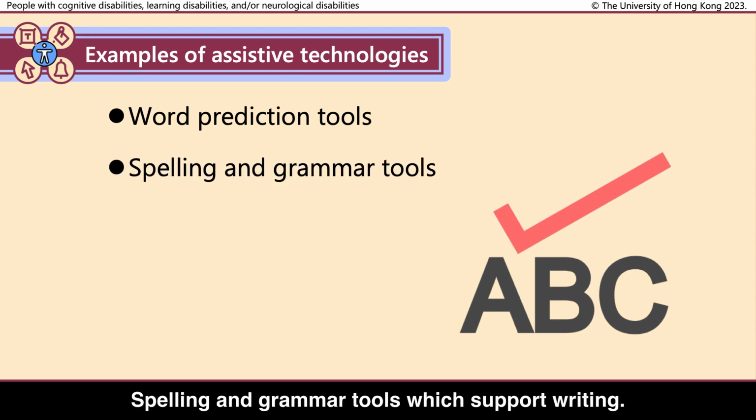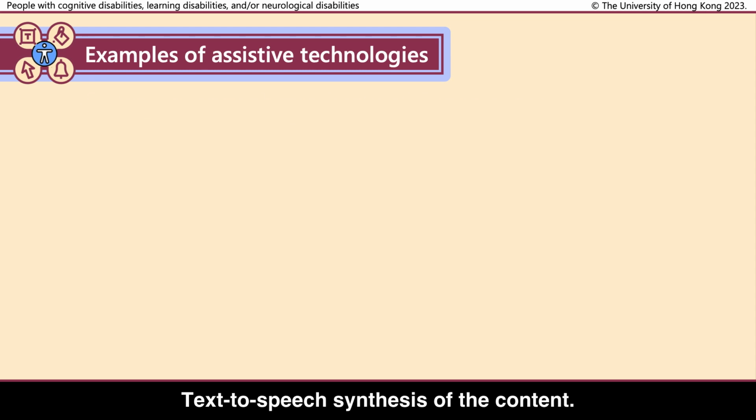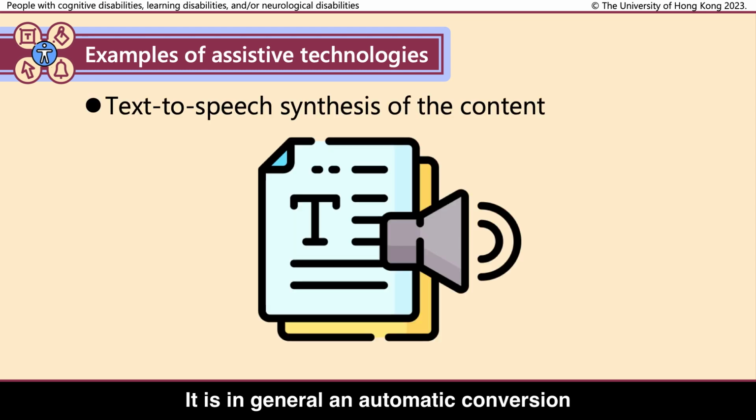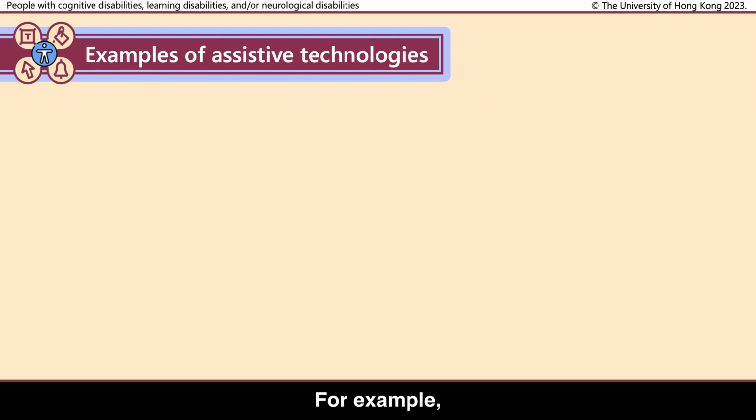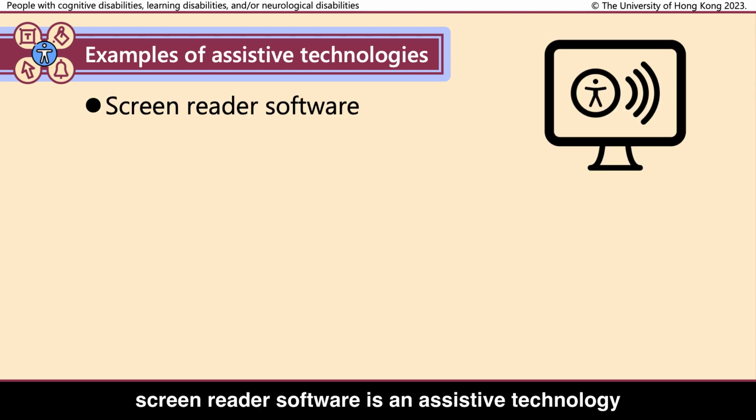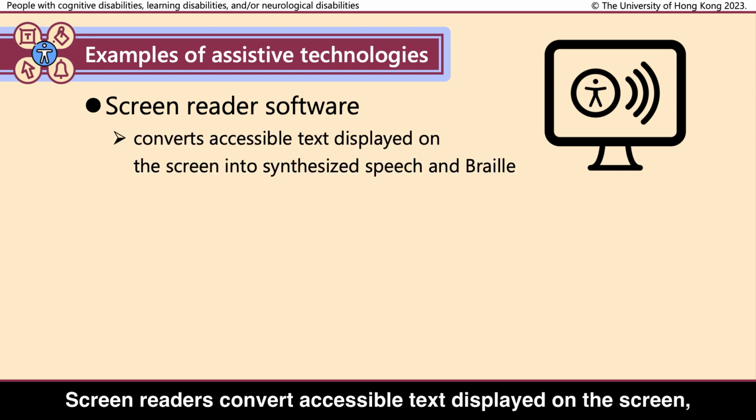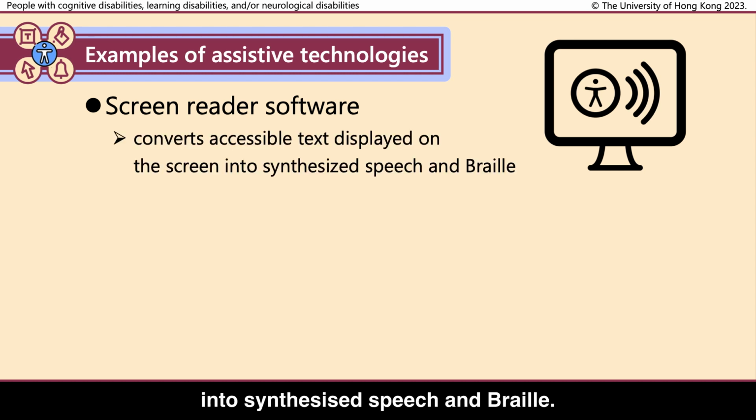Spelling and grammar tools which support writing. Text-to-speech synthesis of the content. It is in general an automatic conversion of accessible text displayed on the screen into a synthesized voice. For example, screen reader software is an assistive technology that can perform text-to-speech conversion. Screen readers convert accessible text displayed on the screen into synthesized speech and braille.